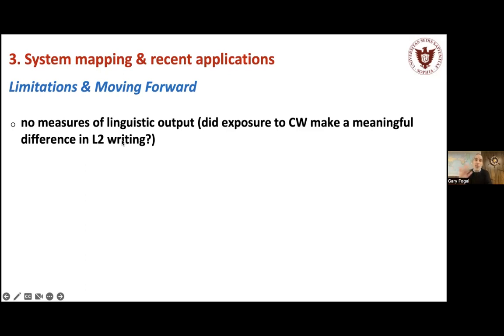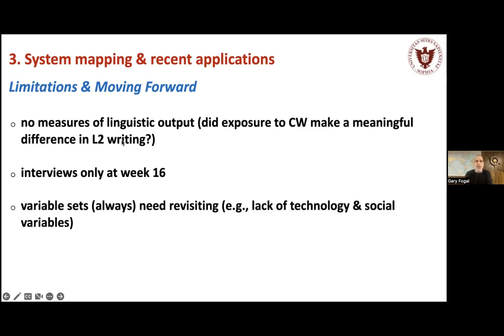I can tell you that informally and holistically, the difference between the written output of the two classes was noticeable, with students in the collaborative writing class seemingly faring better, but I can't say that with any firm conviction, let's say. Second, due to time constraints for everyone involved, interviews were only possible at week 16. It really would have been interesting to conduct other interviews throughout the term to capture more of learners' perspectives before and during the study. And third, this is important, I think, this variable list is always in need of revising.